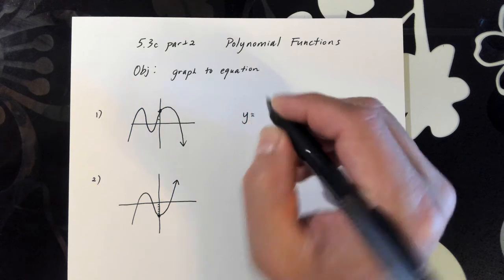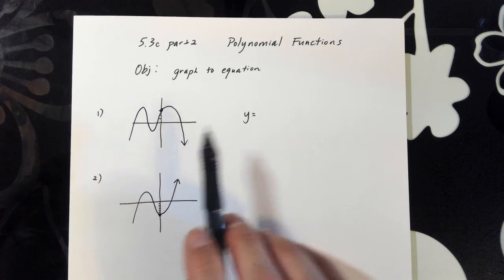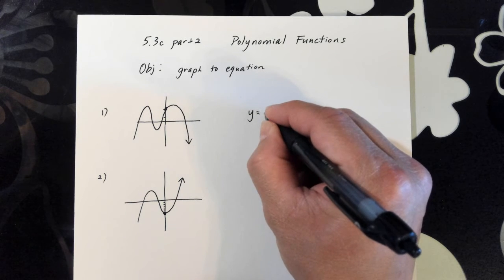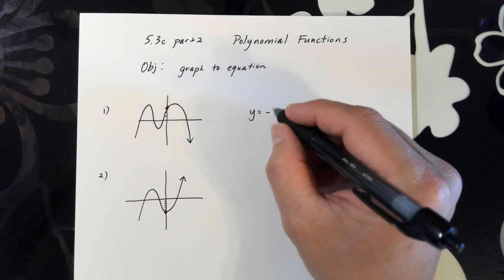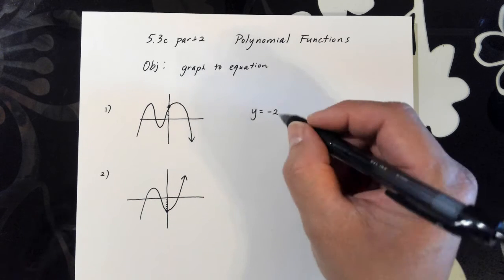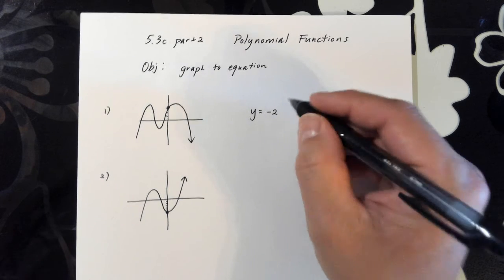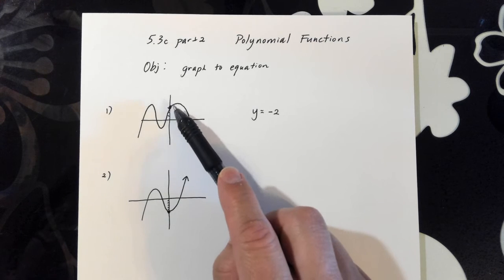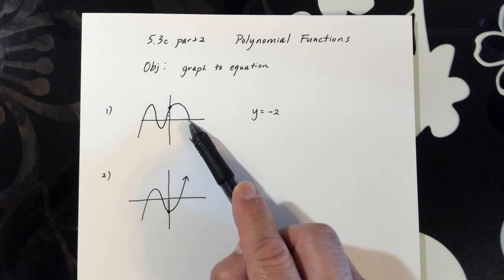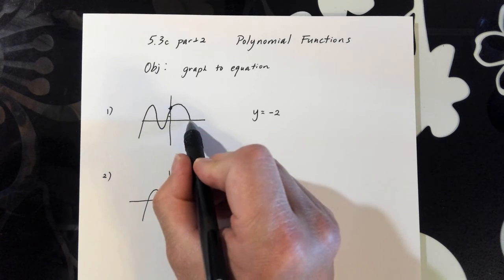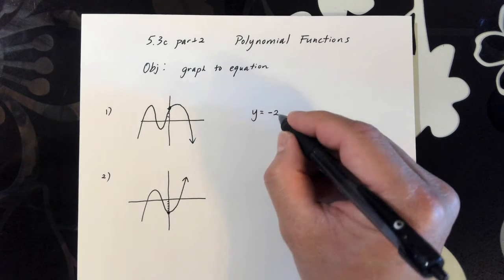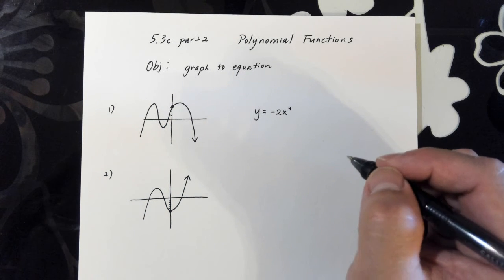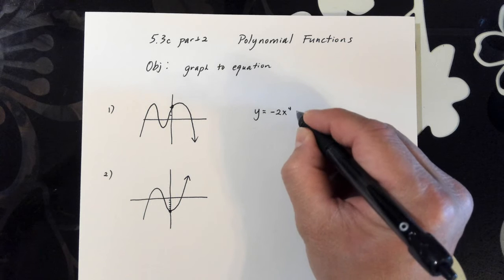We know, first of all, that it ends down, so the leading coefficient has to be a negative number. We don't know what that negative number is. I'm going to call it negative 2. I have no idea. We also know that it is a quartic function because there are 4 x-intercepts. One here, one there, one there, one there. So it's an x to the 4th function. We don't know anything else.